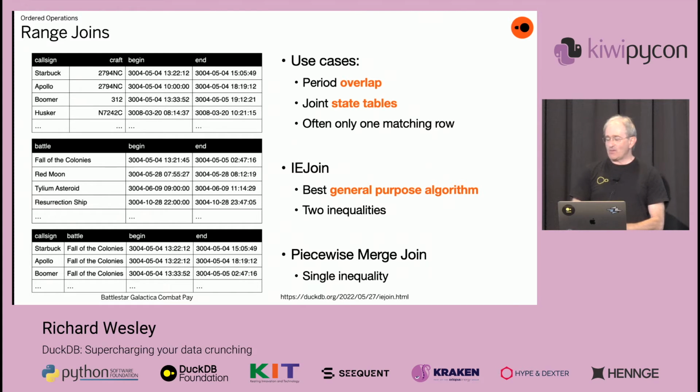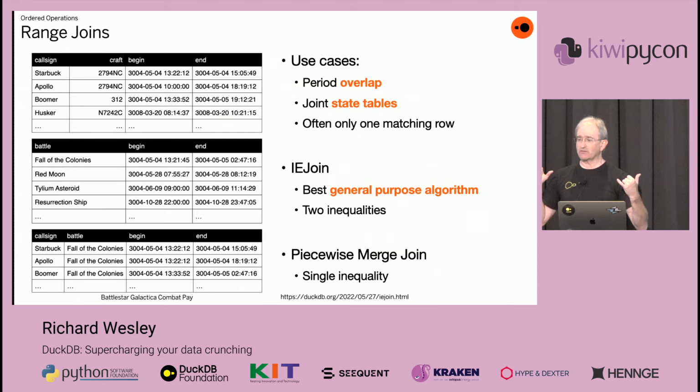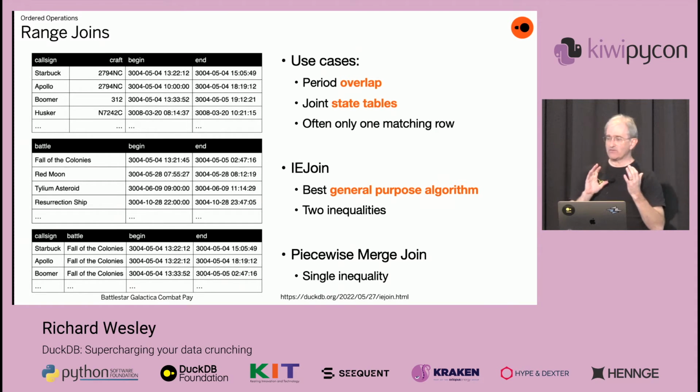Most of the time when database people talk about joins, they talk about equijoins. This equals this. But when you're dealing with messy data, what are called state tables, where you have a start and an end, and you want to join two things on an overlap, we have support for what are called range joins.